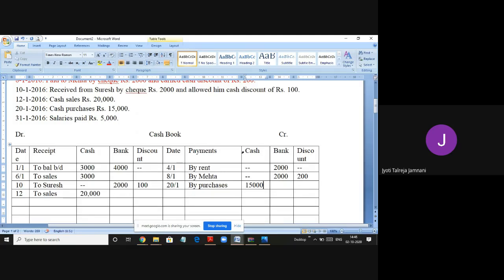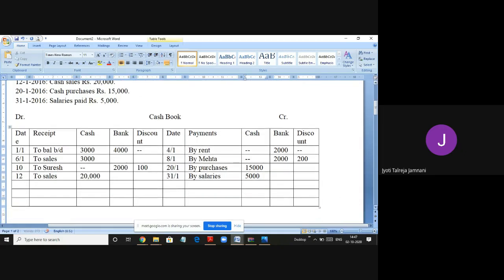Next, the last one, salaries paid 5,000. So it will be again on the payment side, 31st January. By salaries, we are paying 5,000 rupees. They are not told by check, so we usually take it in the cash column. So this is the cash book that we have prepared.